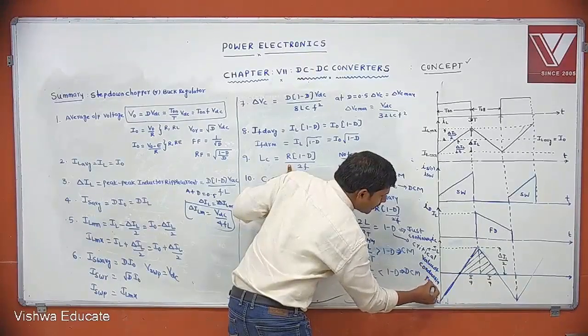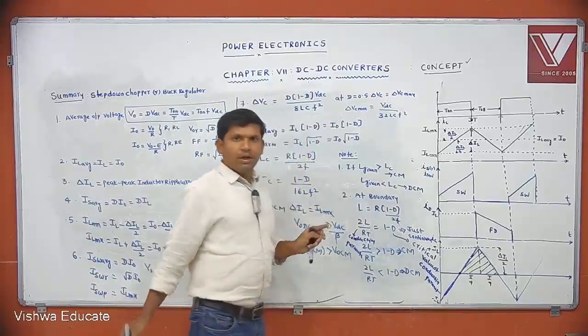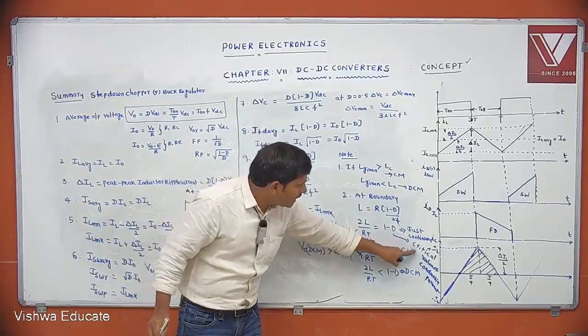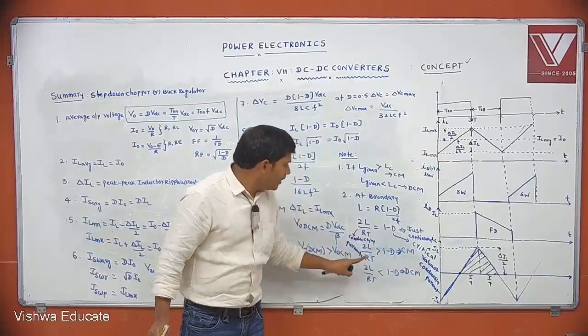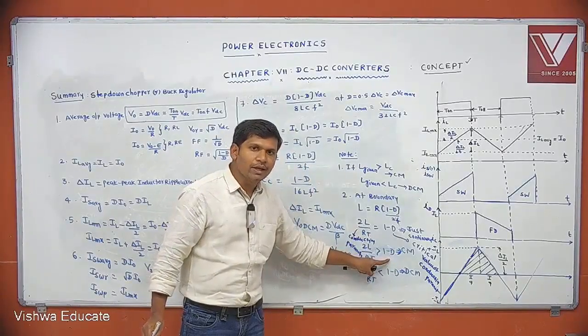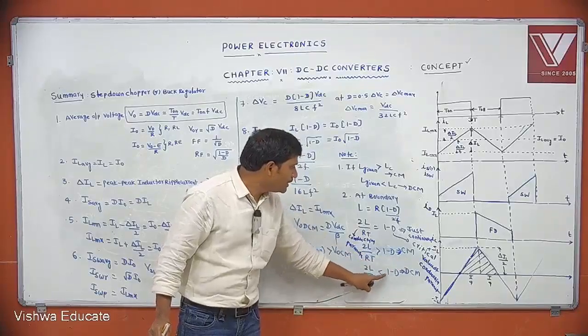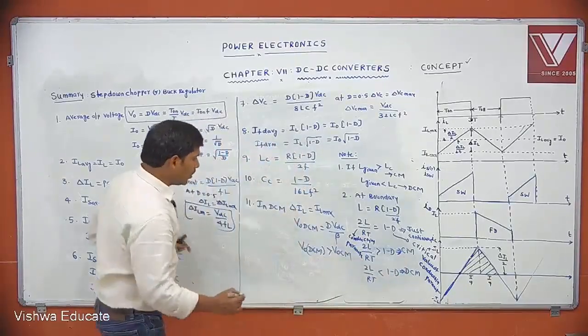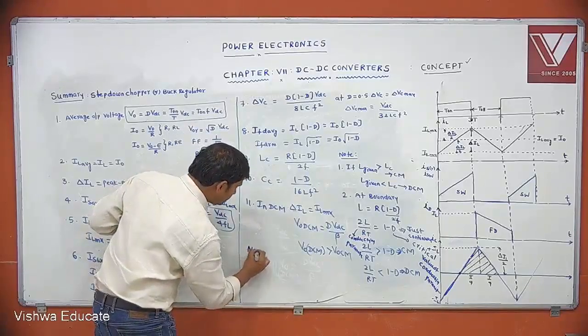Different names I am giving here only. Okay, here you take 2L by RT as the conduction parameter, and 1 minus D as the critical value of the conduction parameter. If the conduction parameter is greater than the critical value, then you take which mode? Discontinuous. Then it is taken as discontinuous mode.